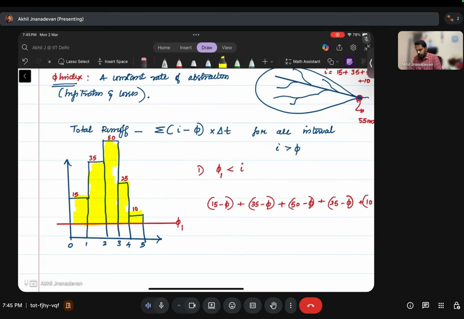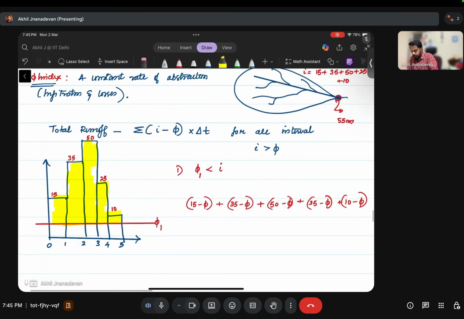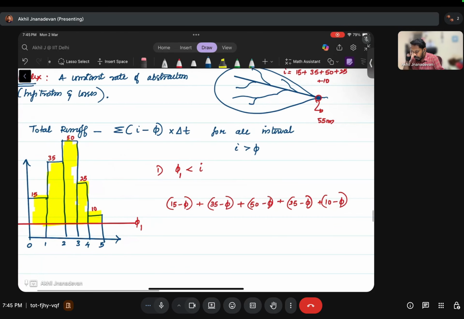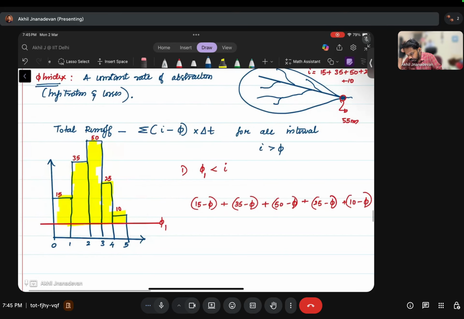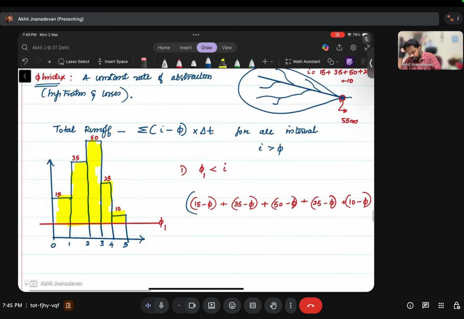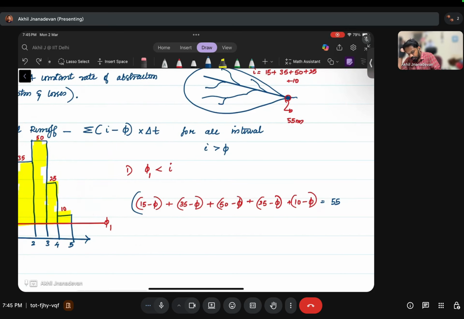So we can check that if we can equate it to total runoff, that is equal to 55. So we have to multiply with delta T, that is 1 hour. So finally we will be getting 135 minus 5 phi is equal to 55, and phi we will be getting as 16 mm per hour. But we'll check whether our assumption was right or not.